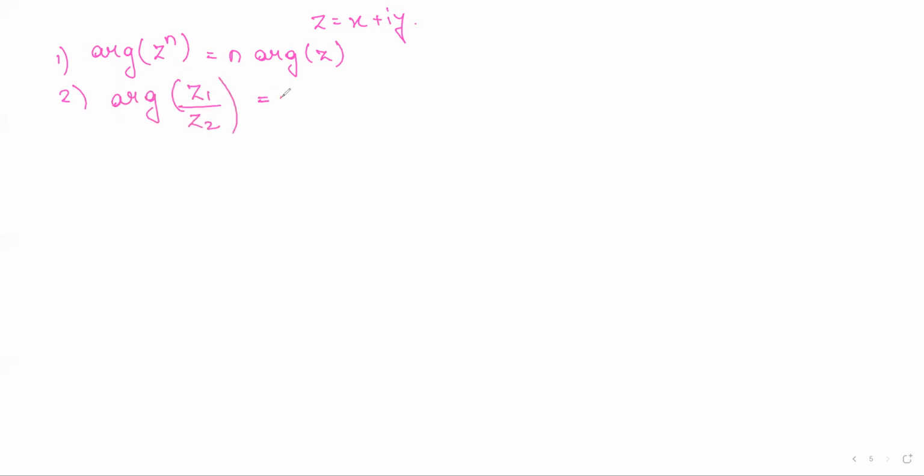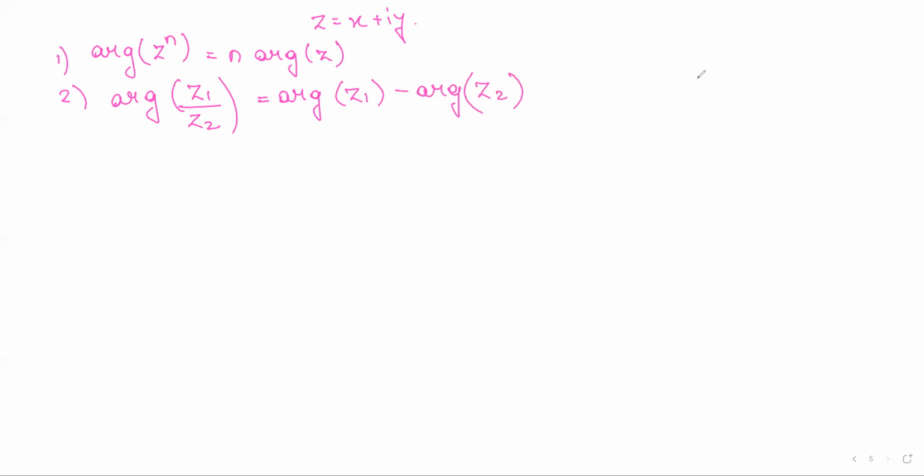Next, let's consider some properties of argument of Z to the power n. So Z is any value x plus iy, and argument of Z to the power n will be n times argument of Z. Second, argument of Z1 upon Z2 is equal to argument of Z1 minus argument of Z2.